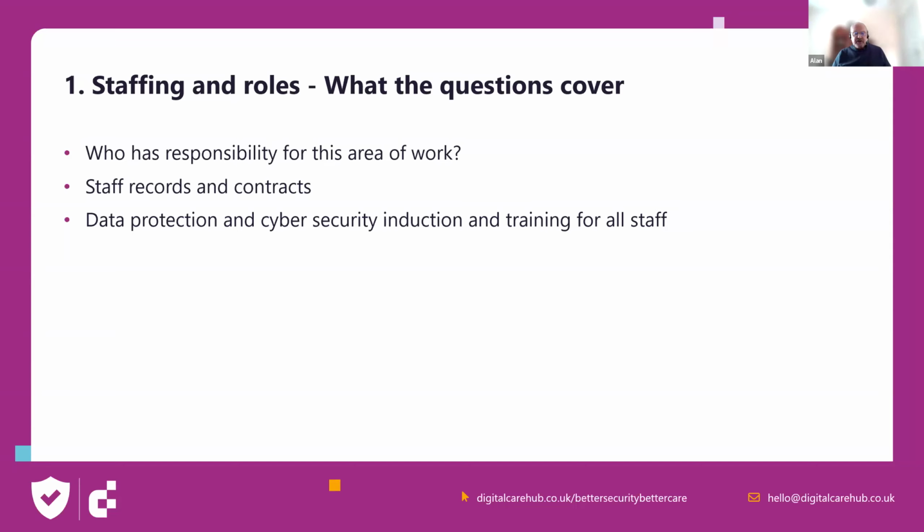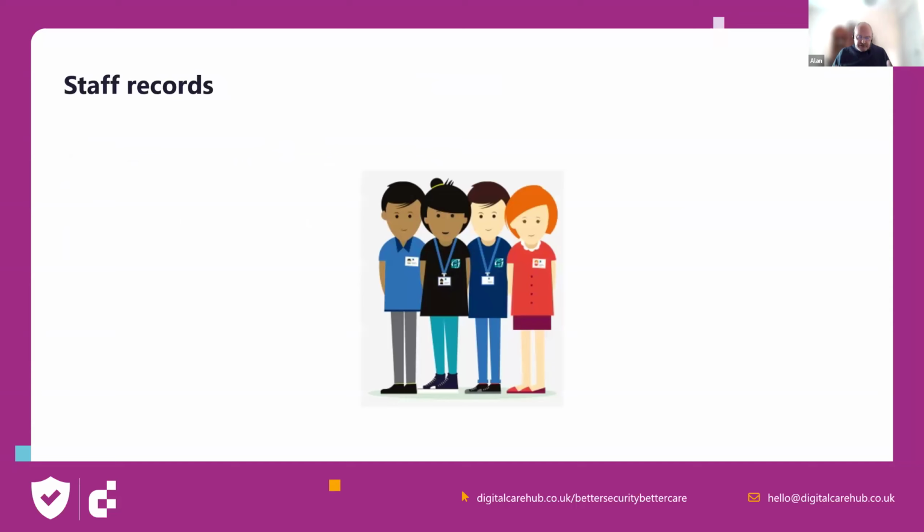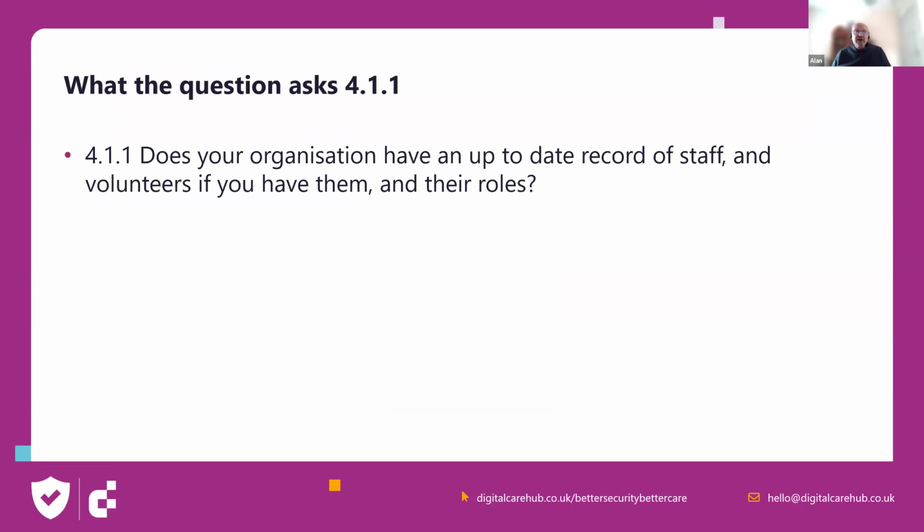Okay, so let's have a look at staff records. What we're going to do is to work through one question now as an example, just to show you how it works. But before we do that, it's important to remember that you must keep your records of staff and volunteers up to date and the roles that they fulfill, because that has a bearing upon data security responsibilities and access to confidential information, etc. So let's have a look at what the question actually asks. Does your organisation have an up-to-date record of staff and volunteers if you have them and their roles?